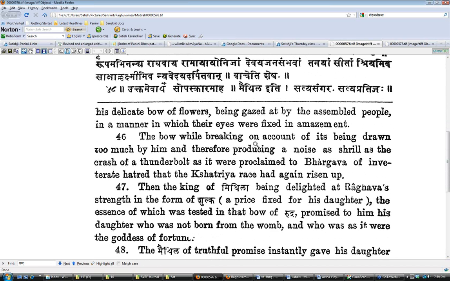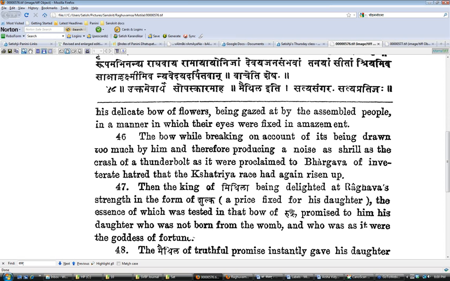So you see, he reversed that. Rudra Karmuka, Drishta Sarabha. So this will be the Virya Shulkam, the Rudra Karmuka. Strength in the form of Shulka, and the price is the Shulkam fixed for his daughter, the essence of which was tested, Drishta Saram, in that bow of Rudra, Rudra Karmuke.